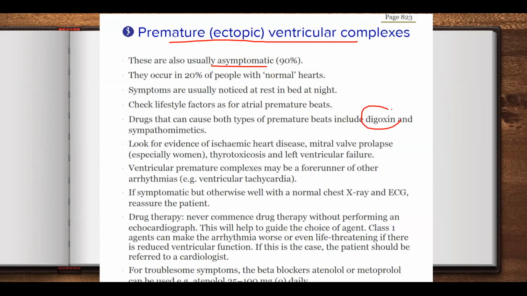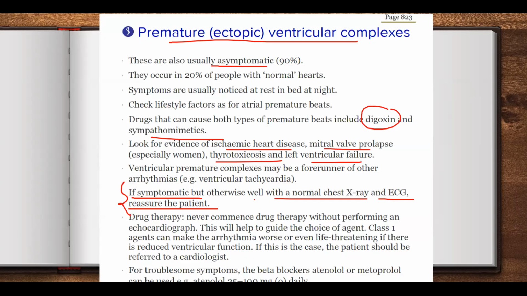Some of the drugs like digoxin and sympathomimetics can lead to ventricular ectopics. If it's an elderly or middle-aged patient, we should look for ischemic heart disease, mitral valve prolapse, thyrotoxicosis, left ventricular failure. If symptomatic but otherwise well, with a normal chest X-ray and ECG, you can reassure the patient.